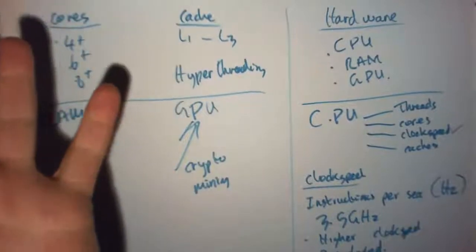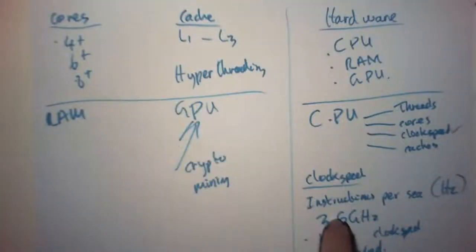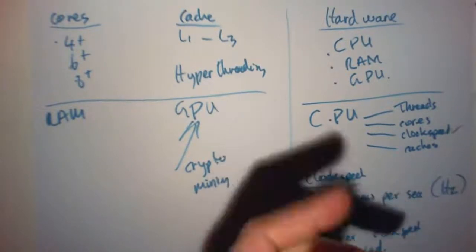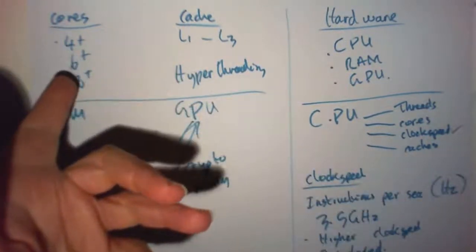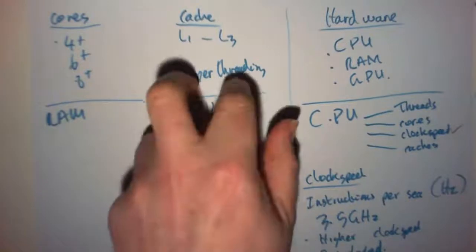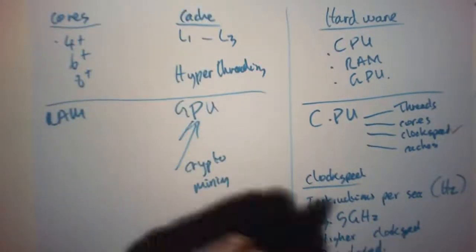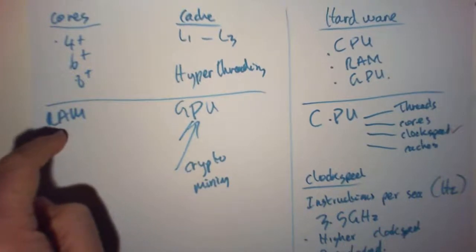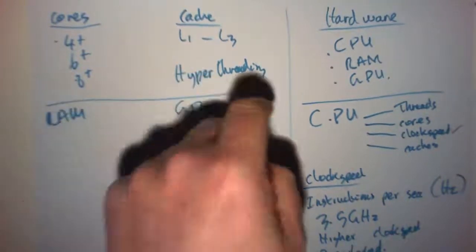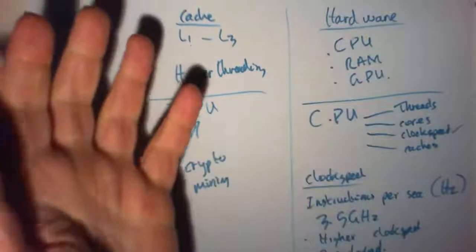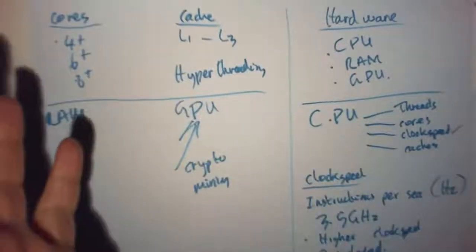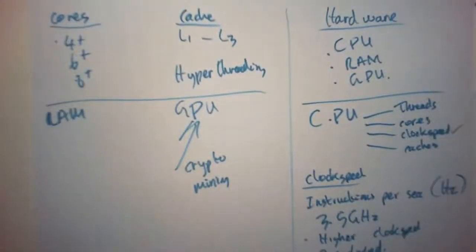So next time you go into a shop, you should be able to at least look at some of these. Look for the clock speed. Make sure it's good and high. Look for the number of cores. Make sure you have a lot of them. See, does it have any hyper-threading? Does it have a dedicated GPU? Is there at least 8 gigs of RAM, if not 16 gigs? And what type of RAM is it running? That's what you really need to be looking at.